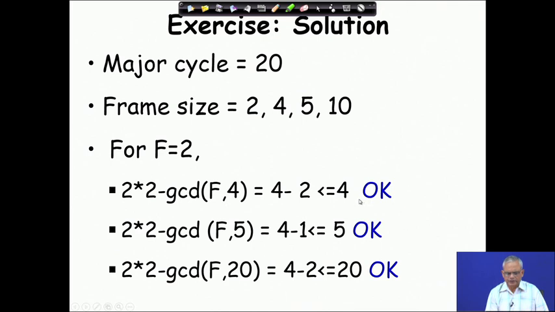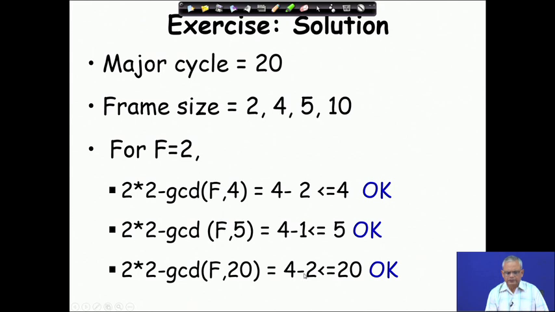We check for the second task with frame size 2, and do a similar thing here: GCD of f and 5, where f is 2. So, 4 minus 1, which is also less than or equal to 5. So, this is okay, and similarly we check for the third task, f comma 20. Here f is 2 and therefore the GCD is 2, and again this holds.